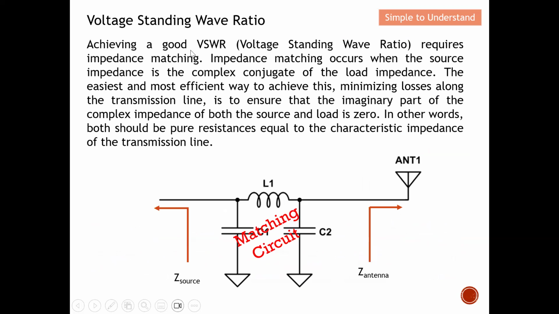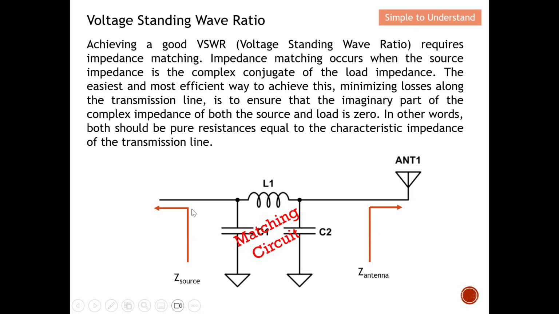In order to achieve a good VSWR, it requires impedance matching. So you can see that this is the matching network. In order to achieve maximum power transfer, we need some form of impedance matching. Impedance matching occurs when the source impedance is the complex conjugate of the load impedance. In short, if they are complex conjugates, one will have a positive imaginary part and the other will be minus. Because of this, the imaginary part will be removed.